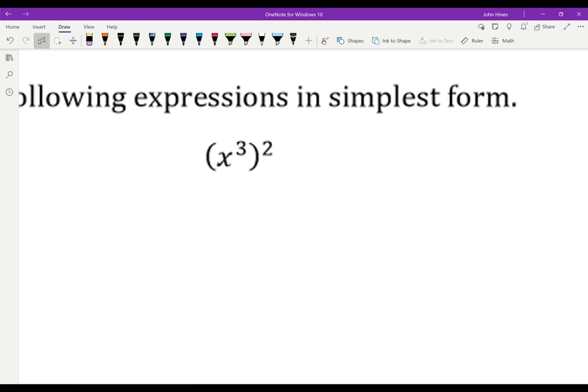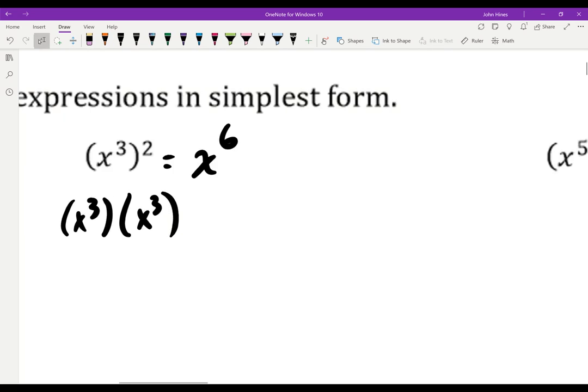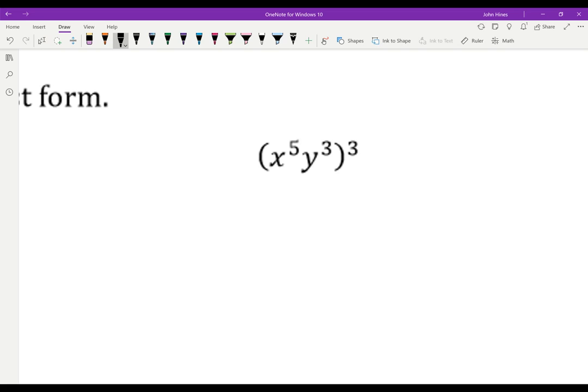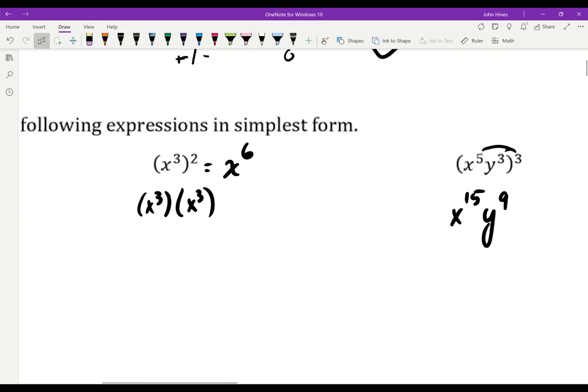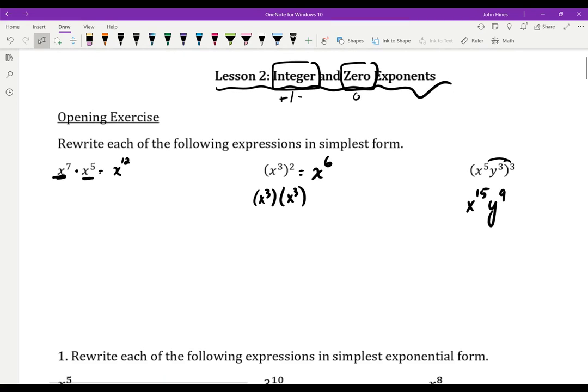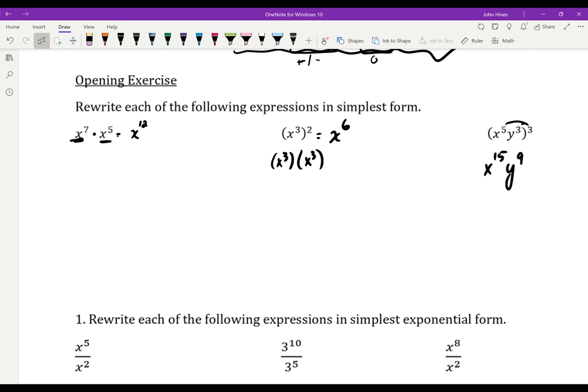Here I have a power to a power. x to the 3rd squared is x to the 6th, because that's really x to the 3rd times x to the 3rd. And then finally here I have a power to a power, but everybody gets that exponent. So you get x to the 15th, y to the 9th. So hopefully that was a quick review from lesson 1 of some properties, and let's look at some new properties of exponents here.